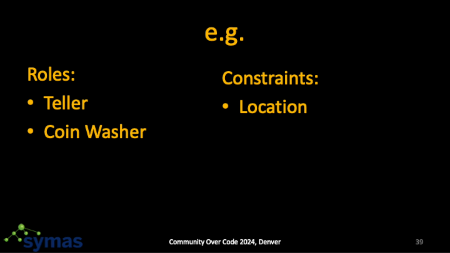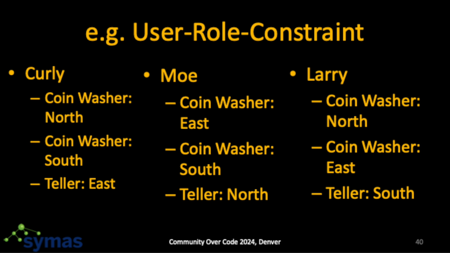So here's an example. This is a financial institution. We've got the teller, and of course we've got to have a coin washer at a financial institution. That's a very important function, as we all know. And then we're going to constrain it by location. So here are our users. We've got Curly, Mo, and Larry. Curly is a coin washer in the north, and he's a coin washer in the south. He's a teller in the east, and Mo is a coin washer in the east and the south, and a teller in the north, and so on and so forth. So that's our supposed policy.